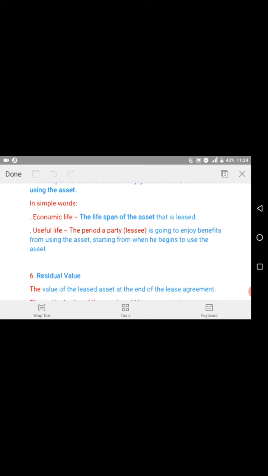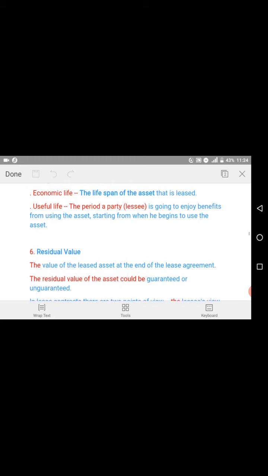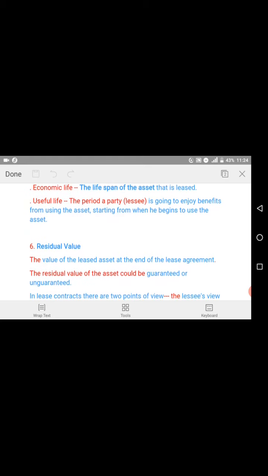That's the major difference. Then we'll move over to the sixth definition out of the 9 of them: residual value. It is the value of the leased assets at the end of the lease agreement. Residual value of the assets could be guaranteed or unguaranteed. Now we'll go into them gradually.